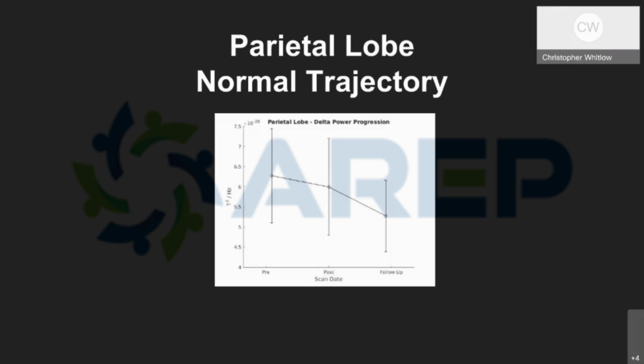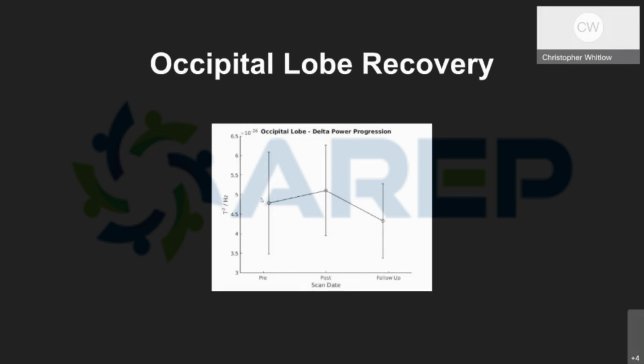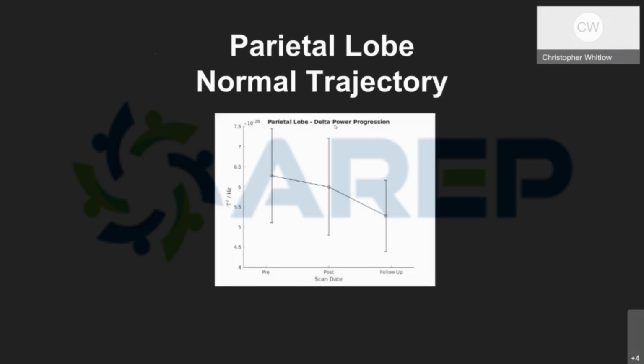We've also done some longitudinal studies in our football players. So here's preseason delta wave activity, and this is a normal pattern, what you would expect: delta wave activity is going down over time. After the season, it's even further down, and 9 months after, it's even further decreased. Not so much in other parts of the brain. So that was parietal lobe.